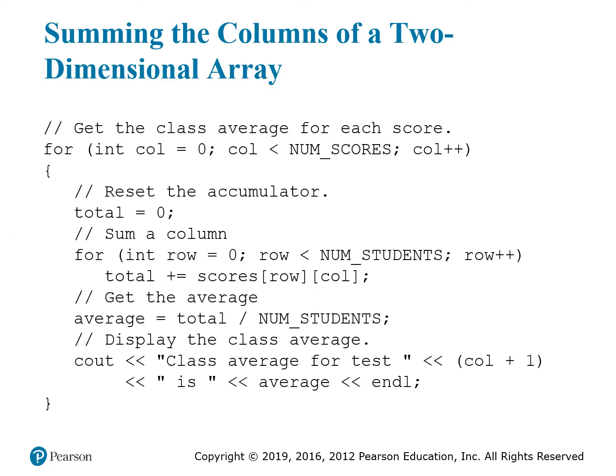We could do the same thing with columns. Okay, this time you start with the columns, and then you proceed through the rows and total them up and get the average and say class average for test column +1 is average.